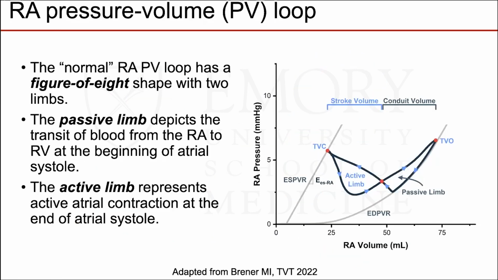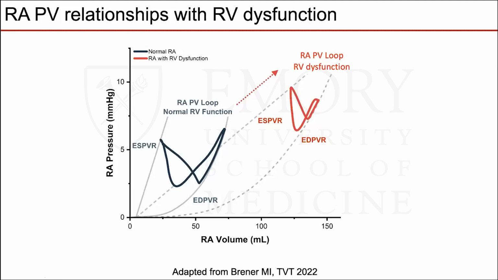A normal right atrial PV loop, as you can see here, has a figure of 8 shape. It has a passive limb and an active limb. The passive limb basically depicts transition of blood from right atrium to right ventricle at the beginning of atrial systole, and the active limb represents active atrial contraction at the end of systole. When there is RV dysfunction, you will see that the RA PV loop also turns rightwards and upwards, and the active limb becomes more prominent.